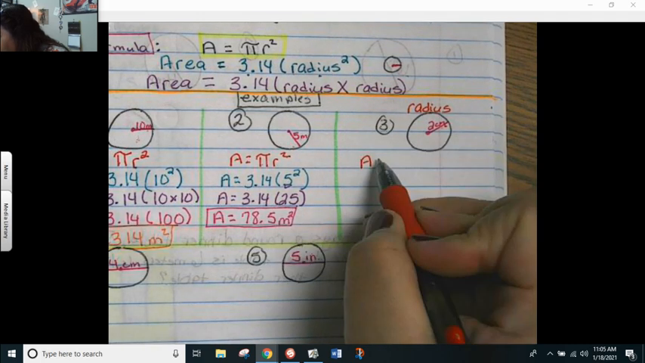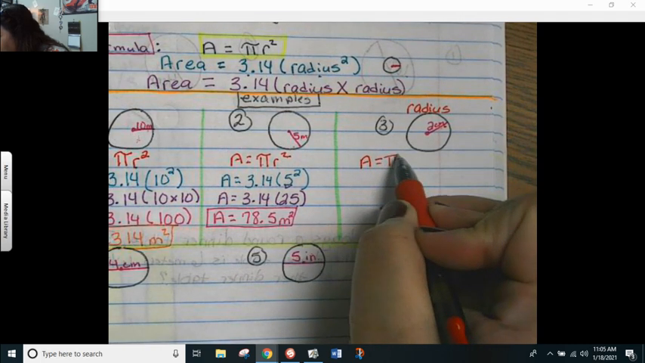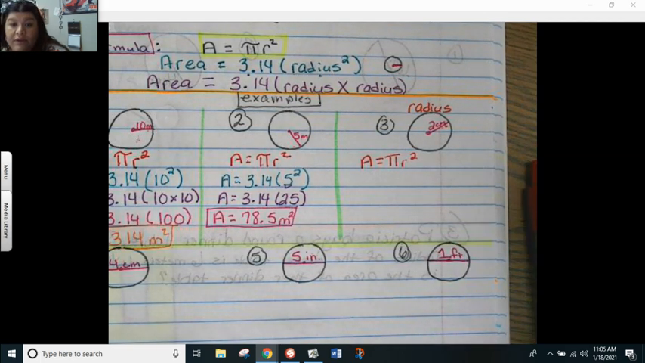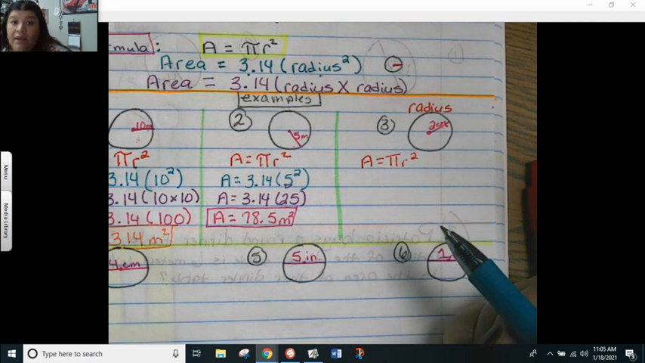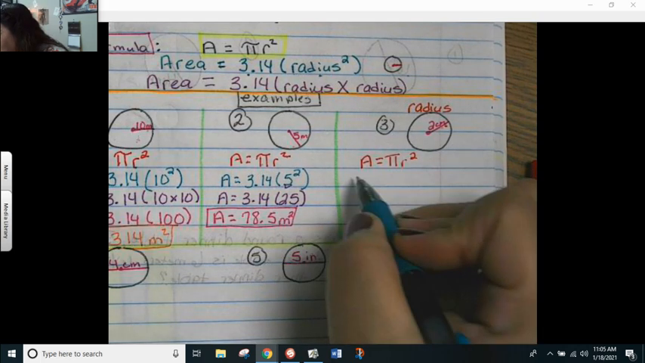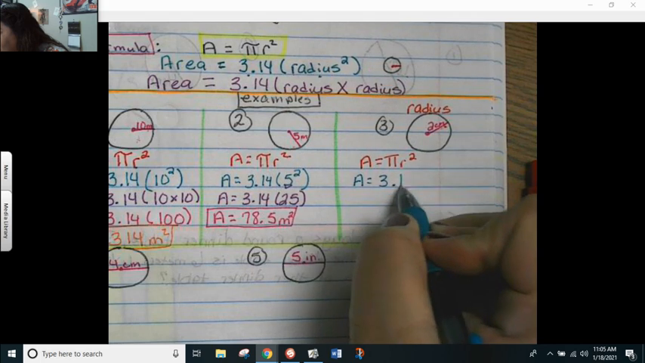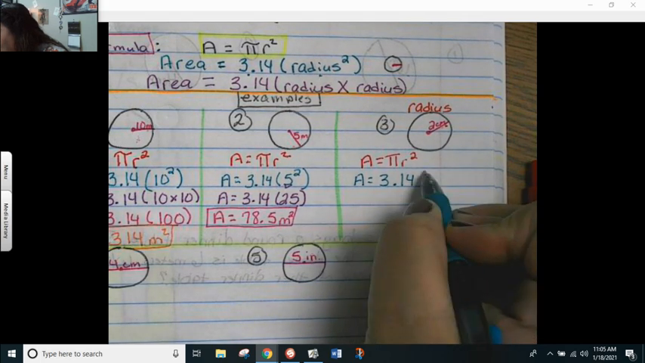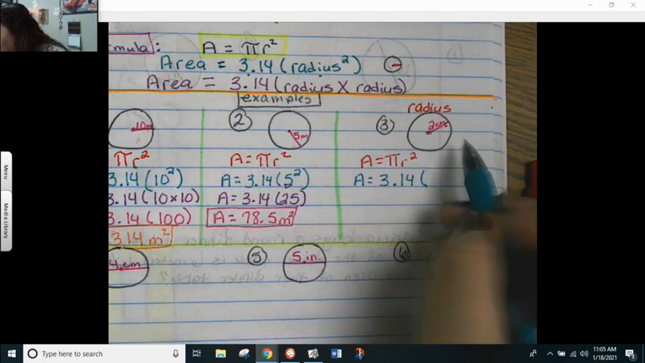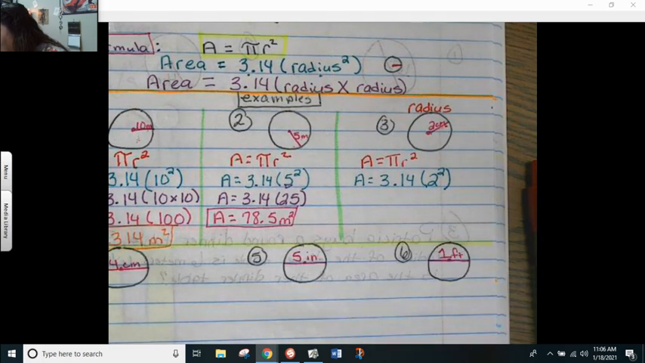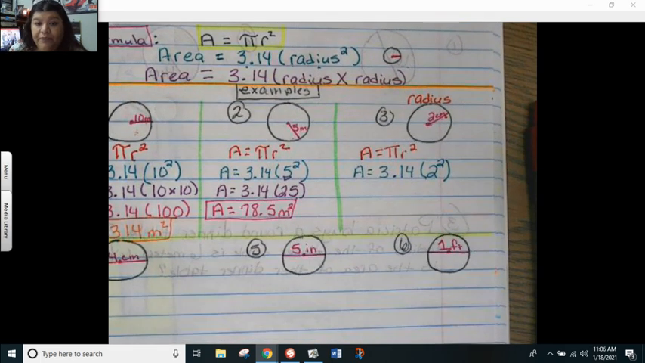All right. So let's go ahead and write it down. A equals pi r squared. Now start filling it in, okay? Area, we don't know it yet. You should put 3.14 right here. My radius is 2, and we're going to square that. Okay, so 3.14 times 2 squared.